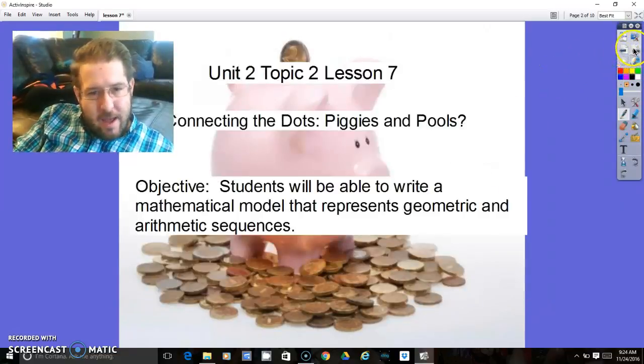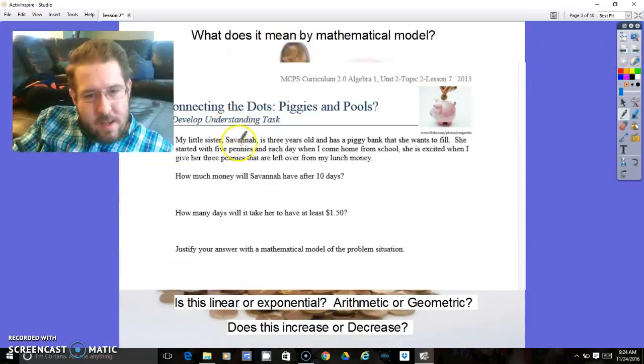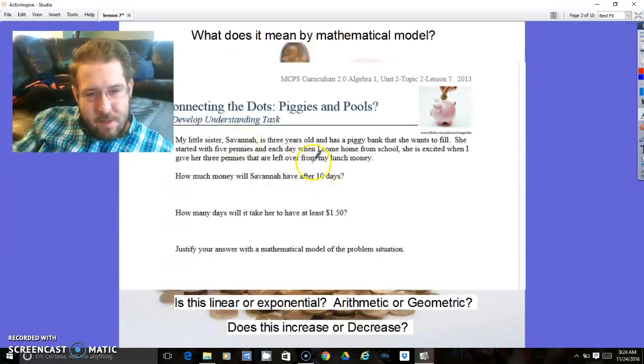All right, so like I explained before, piggies and pools. This lesson is about just that. Some are about a piggy bank and saving money, and some are about a pool, draining a pool and filling a pool. So we've got arithmetic and geometric sequences.